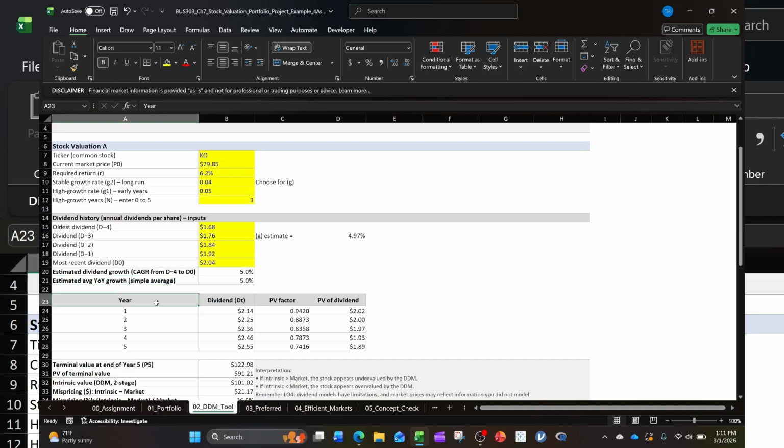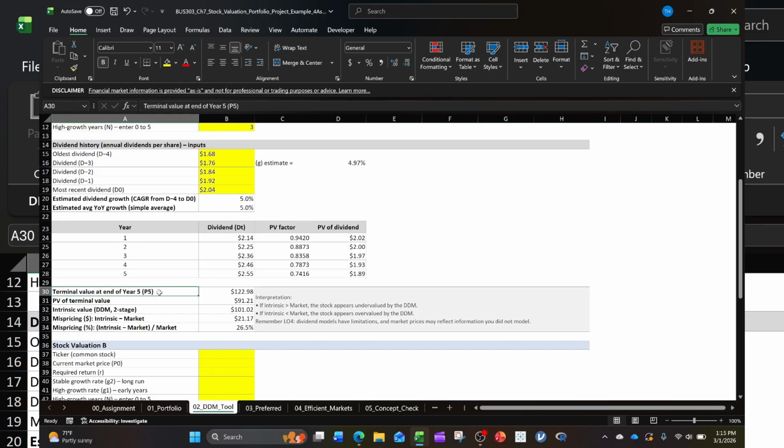And then project future dividends. Okay, over here, we project dividends for year 1 through 5. For year 5, the model assumes dividends grow forever at a stable rate of G2. So we compute a terminal value at the end of year 5.